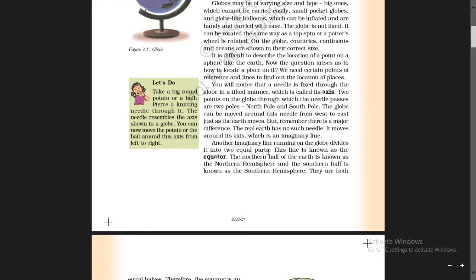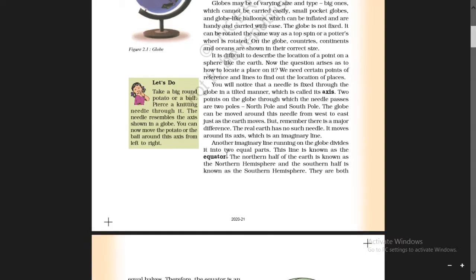Another imaginary line, it runs on the globe, it divides the Earth into two equal parts. Just at the center, it runs. This line is known as the equator. The line which runs at the center of the globe is known as the equator.